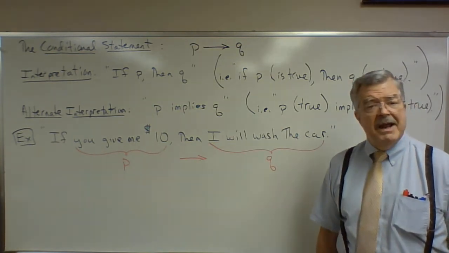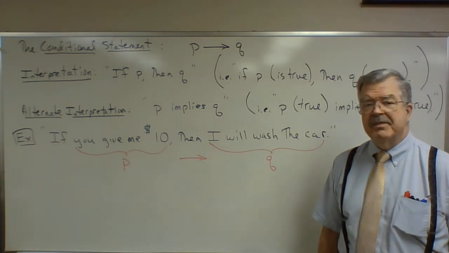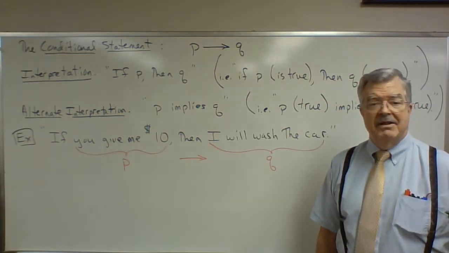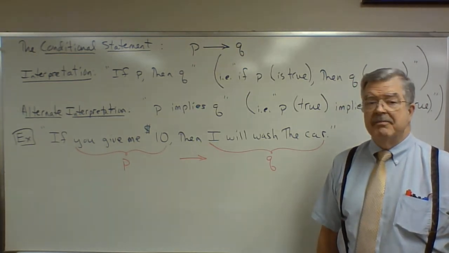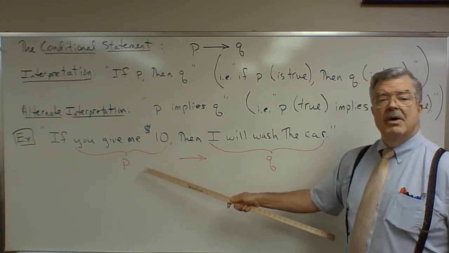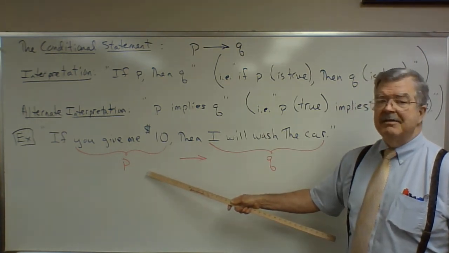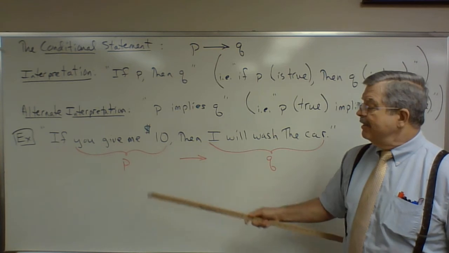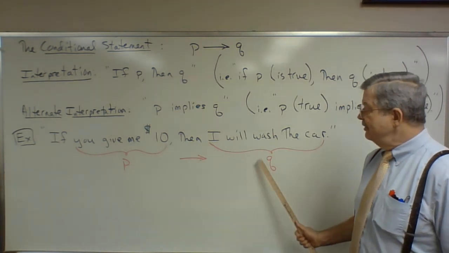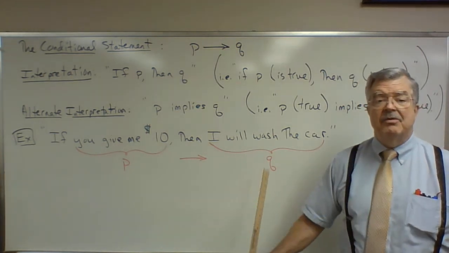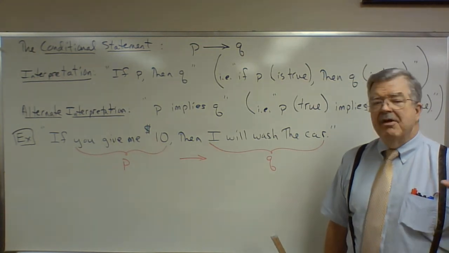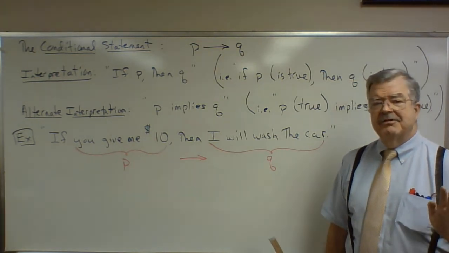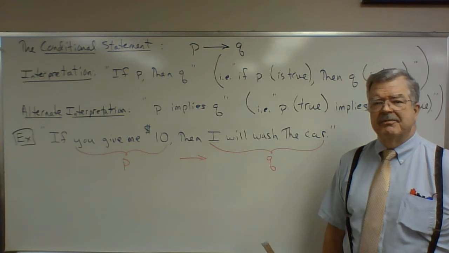Is my father mad at me? Nope. In my father's mind, have I lied to him? No. Because I didn't say what would or would not happen if he didn't give me the $10. So if P is false and Q is true, I've told the truth. Those are the four cases, the four possible cases.